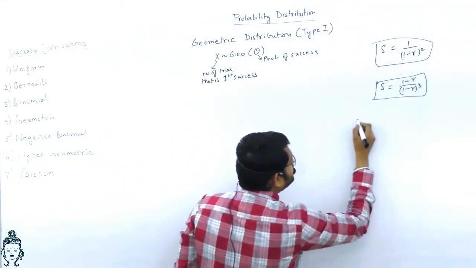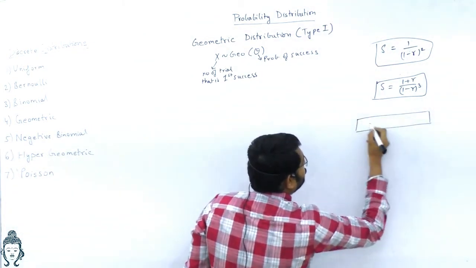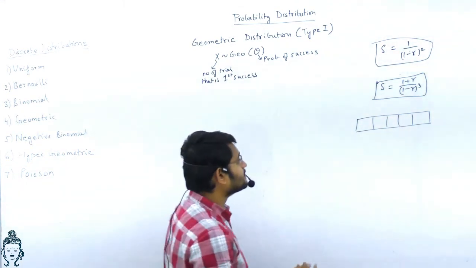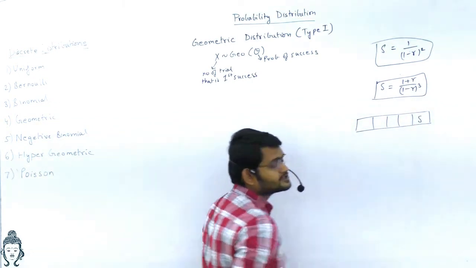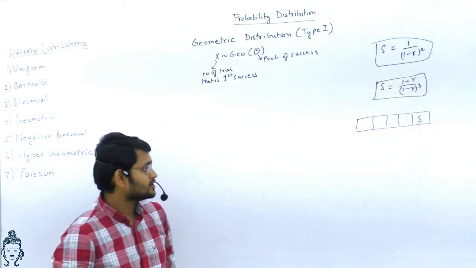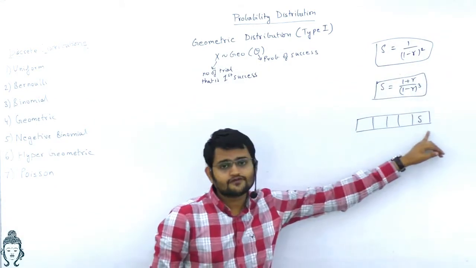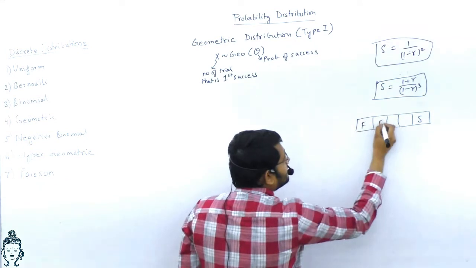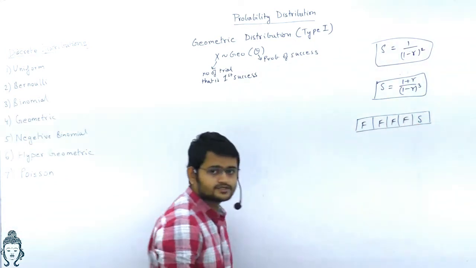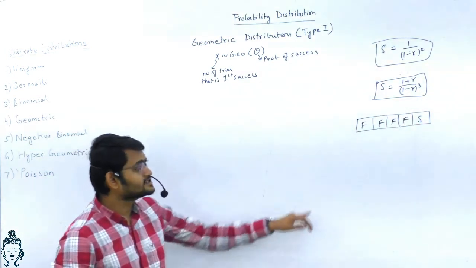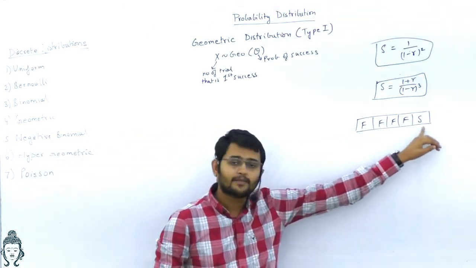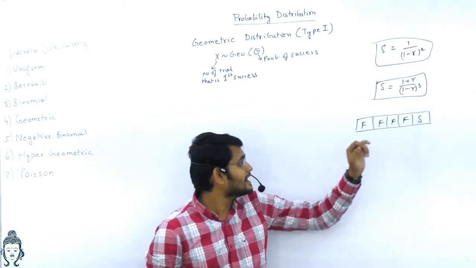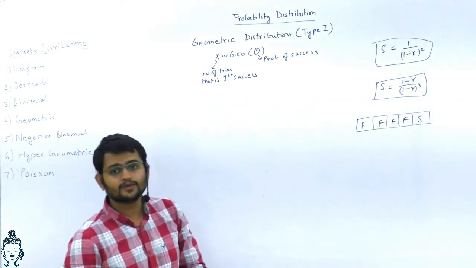Now let's assume I am saying that my 5th call is my first sale. So if my 5th call is my first sale, then all the other calls were failures. So if X is equal to 5, then my first sale or first success becomes the 5th trial, and all the other trials are going to be failures.